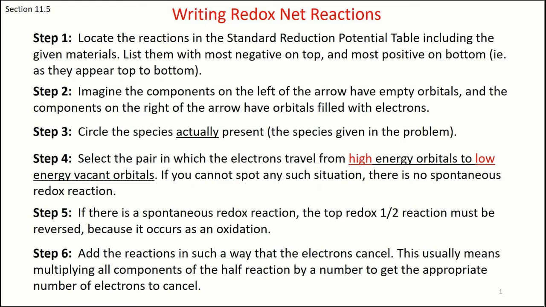Lastly, with step 6, we need to add these 2 reactions together in a way in which the electrons will cancel. Sometimes this means that you may have to take one or both of these reactions and multiply them by a number so that the number of electrons in each half reaction will cancel.